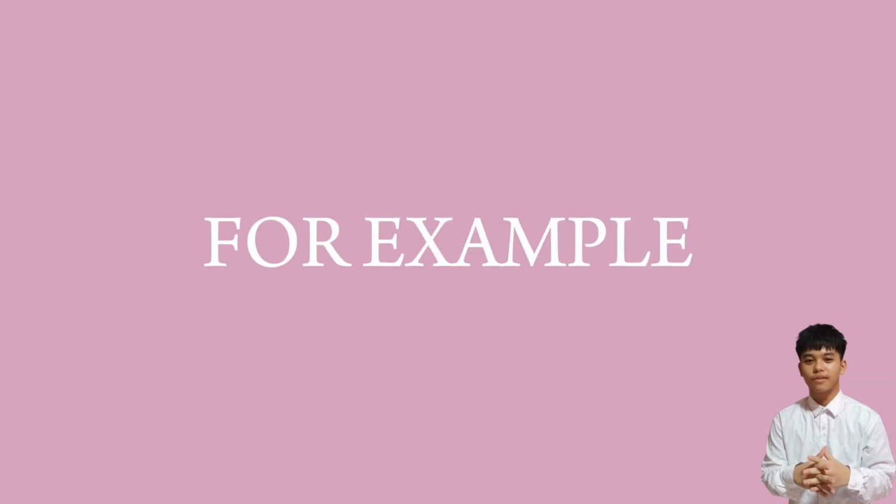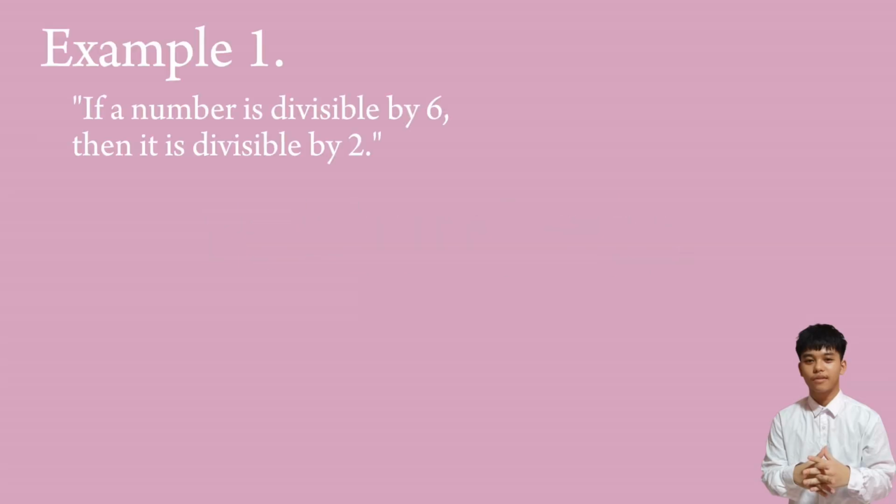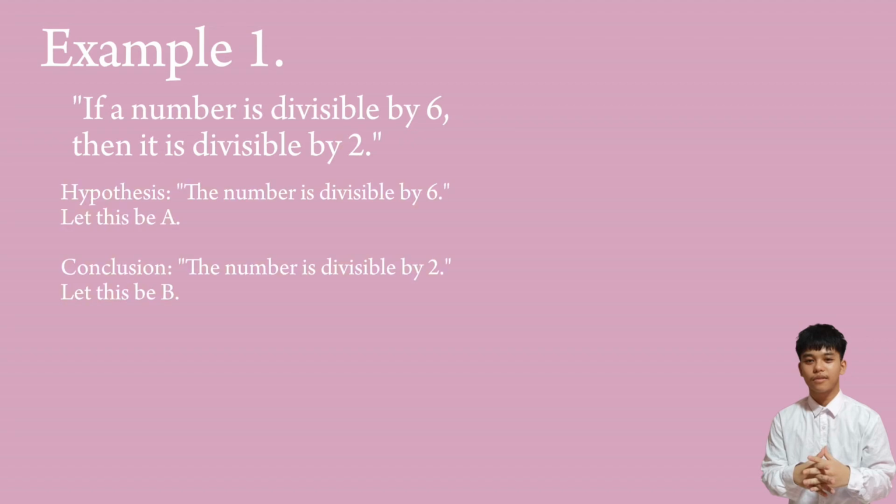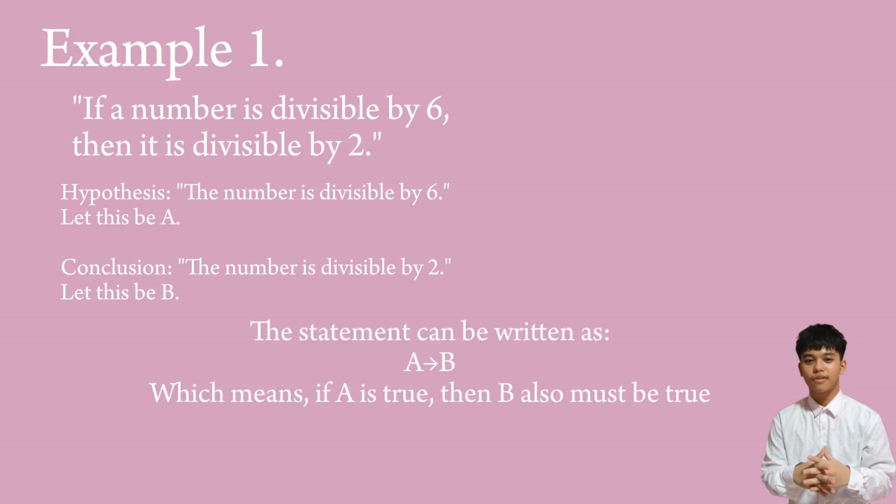For example, if a number is divisible by 6, then it is divisible by 2. So here, the hypothesis is the number is divisible by 6, and the conclusion is the number is divisible by 2. So the statement can be written as A to B, which means if A is true, then B also must be true.